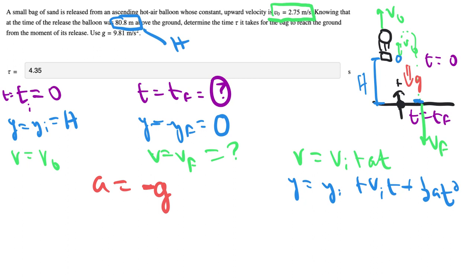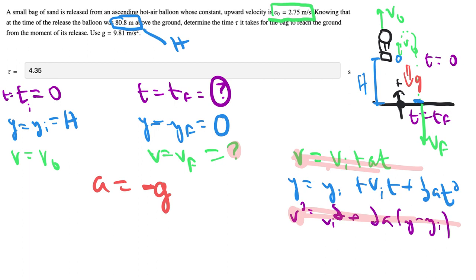And then finally, V squared is VI squared plus 2A times the change in position. Having said that, now we look here and we say, well, but this has a VI in it, or VF in it, which we don't have. And so does this one. So these two equations end up being not particularly useful. The one that we're going to want to use is going to be this one.